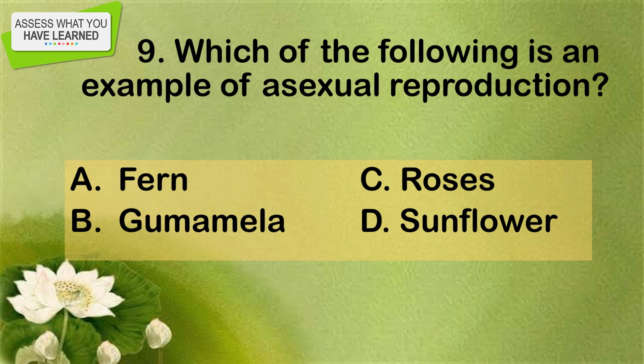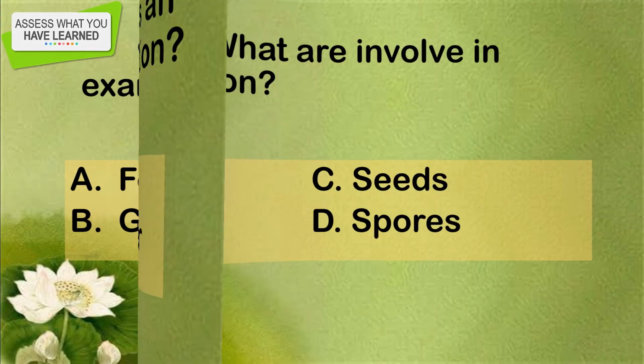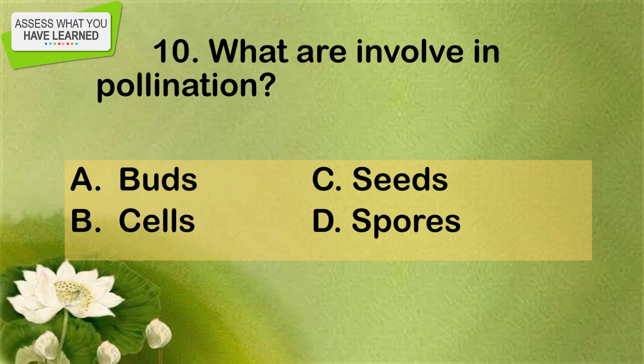Number 9. Which of the following is an example of asexual reproduction? A. Fern. B. Gumamela. C. Roses. Or D. Sunflower. Number 10. What are involved in pollination? A. Buds. B. Cells. C. Seeds. Or D. Spores.